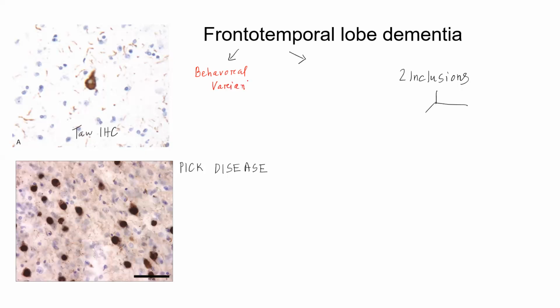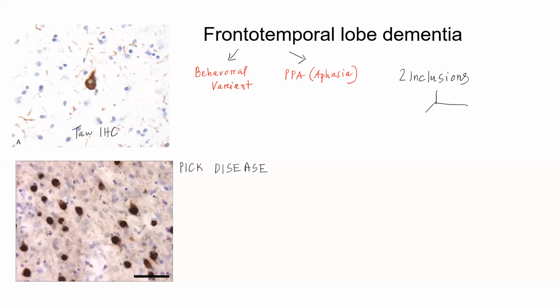But if these patients have predominant temporal lobe involvement, they will have aphasia, and that variant is known as primary progressive aphasia. So these are two important variants of frontotemporal lobe dementia. All of them will have both frontal and temporal lobe involvement. But if they have predominant frontal lobe involvement, that group is known as the behavioral variant group. And if they have predominant temporal lobe involvement, that group is known as primary progressive aphasia. They will have aphasias.